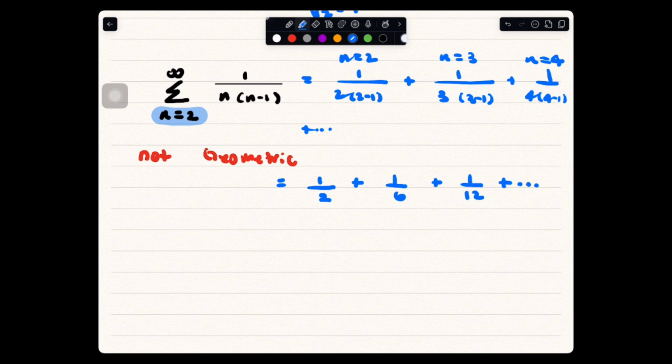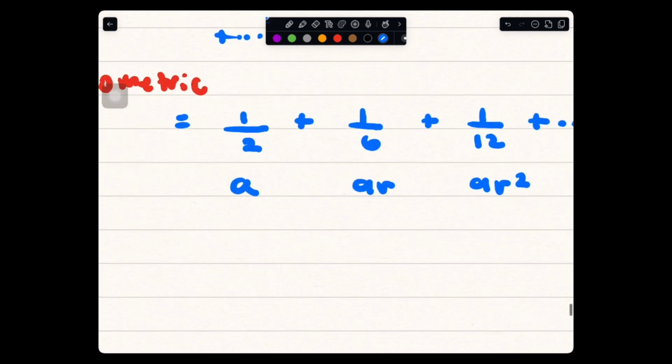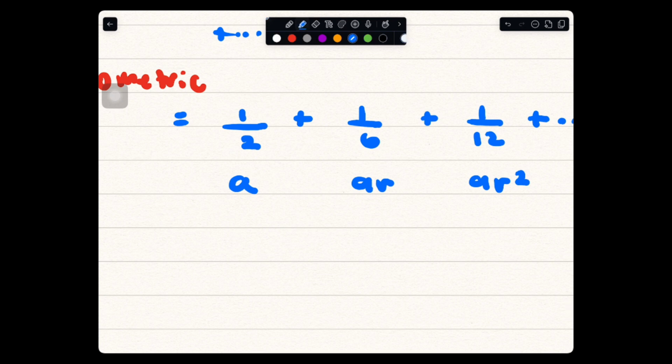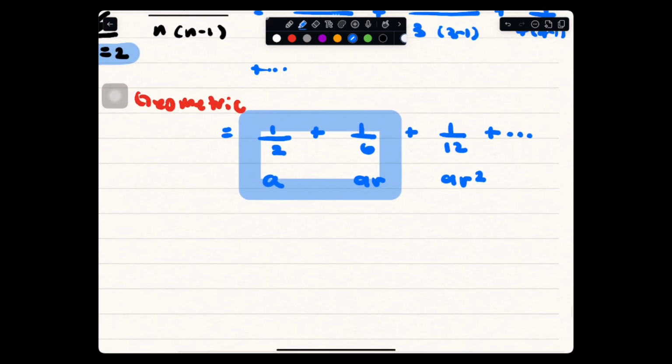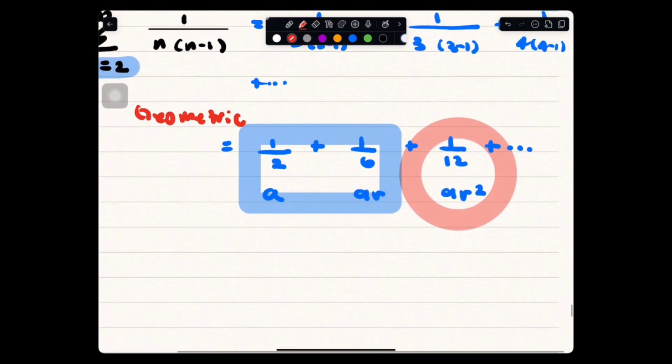Start again with n is 2, n is 3, n is 4. Now, if this series was geometric, this will be AR squared. So let's go through the process, right? You guys remember the process here. We're going to look at the first two terms and verify the third term to see if that is in fact geometric.